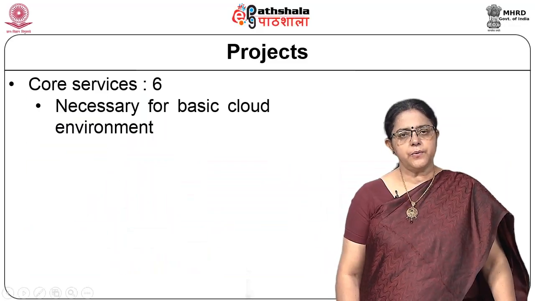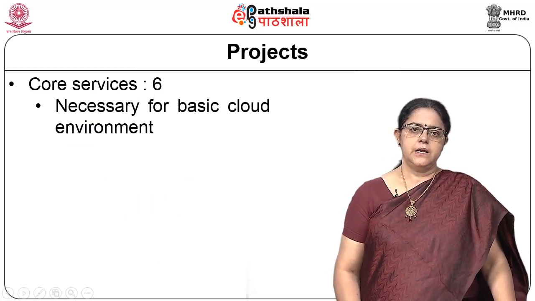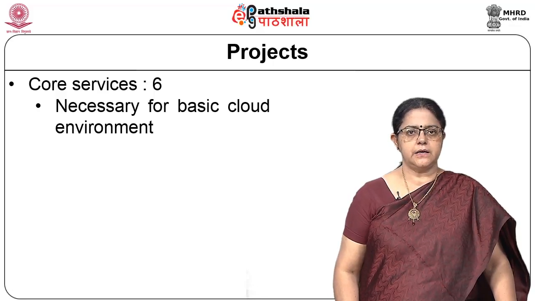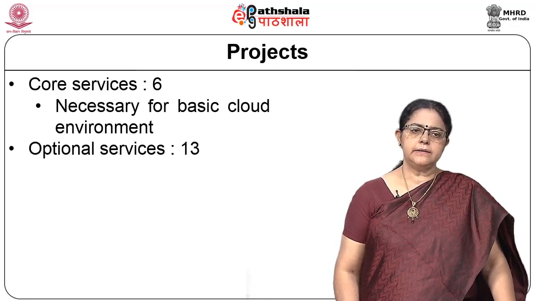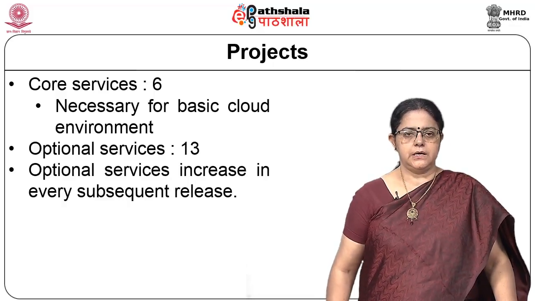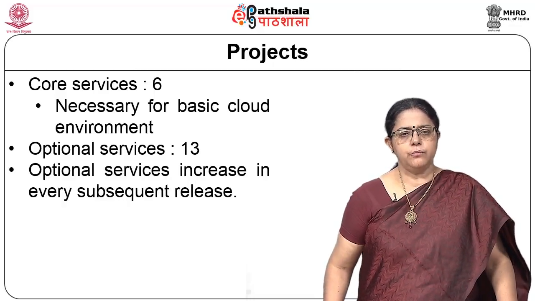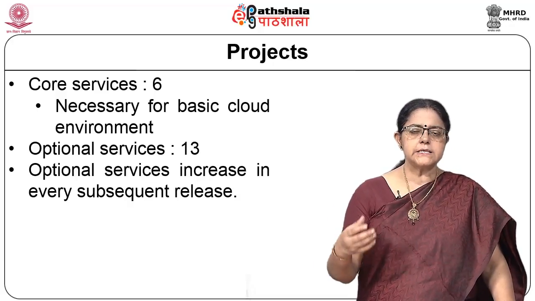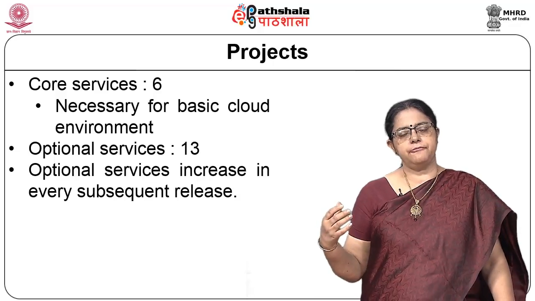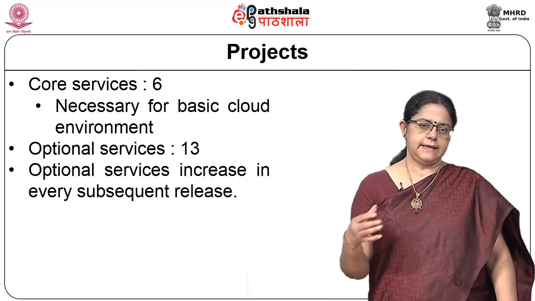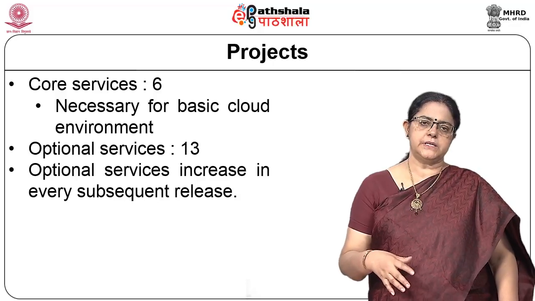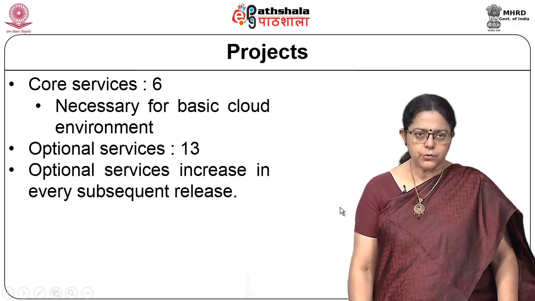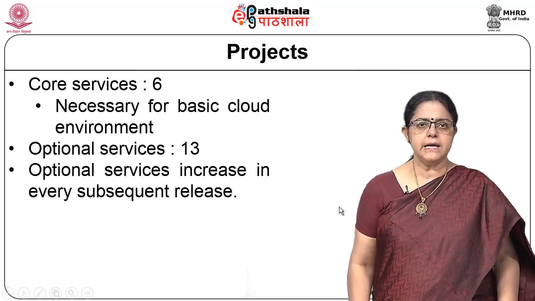Now, let us look at the projects. There are 6 core projects which are a necessary part of OpenStack, without which OpenStack cannot be implemented, and there are 13 optional projects or services. The number of these optional services will keep on increasing as users and developers feel something is needed. They add to the OpenStack code, and this code is reviewed and included in the OpenStack environment if found correct.